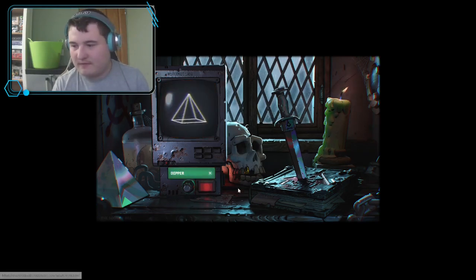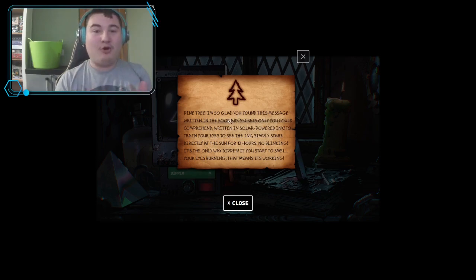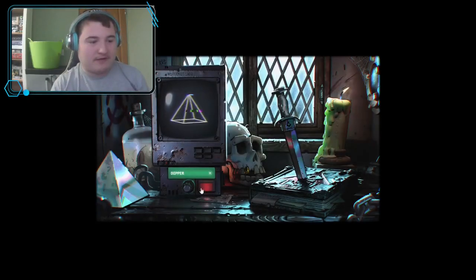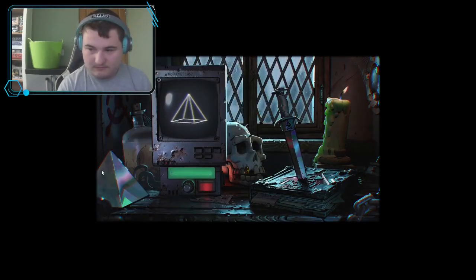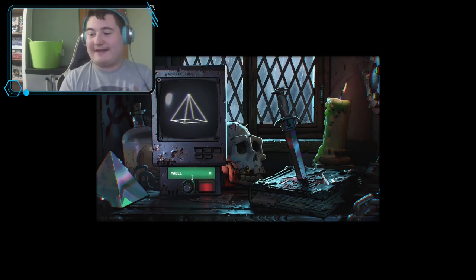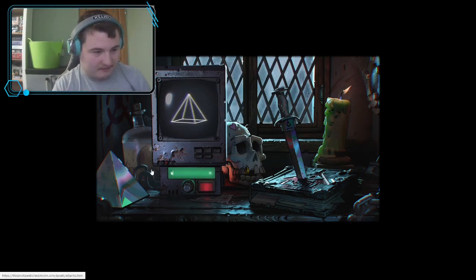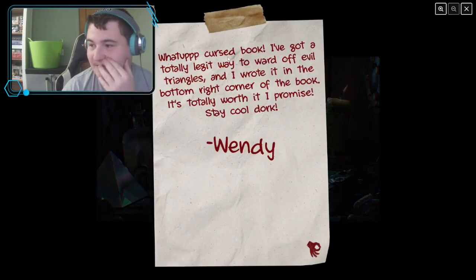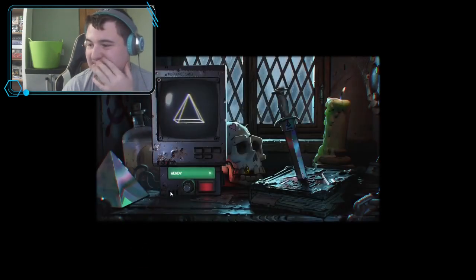What about just Dipper by themselves? Oh! A pine tree, I'm so glad you found this message. Write this in the Book of Secrets. Only you can comprehend this. Okay. So wait, why am I typing all the characters' first names? So, Mabel. You saw that, right? As soon as I typed Mabel, we got a heart. Okay, Wendy. What's up, curse book? I got you now, legit. Wow. Okay.